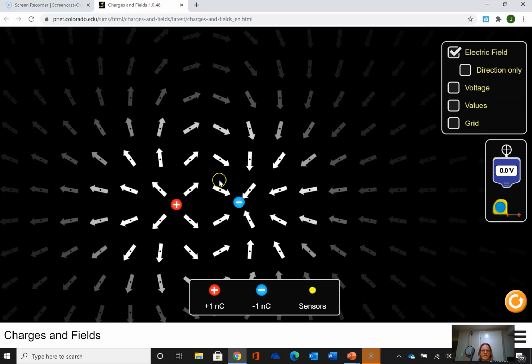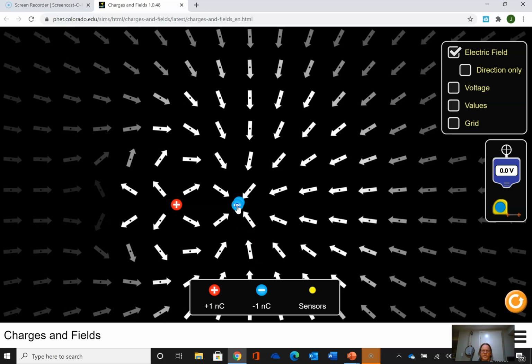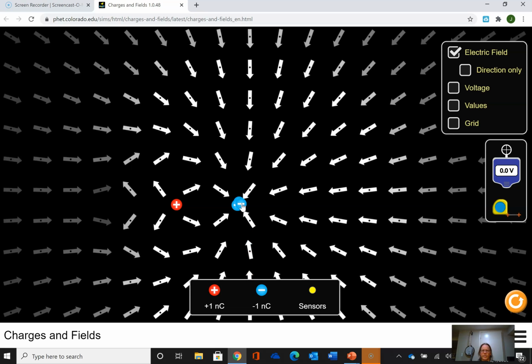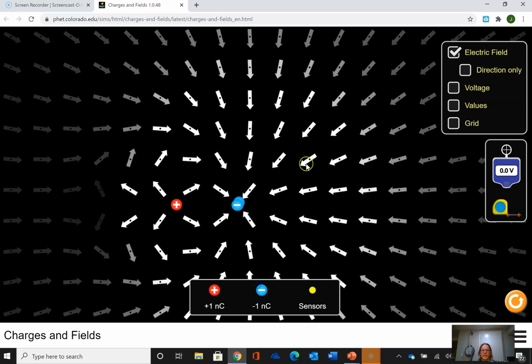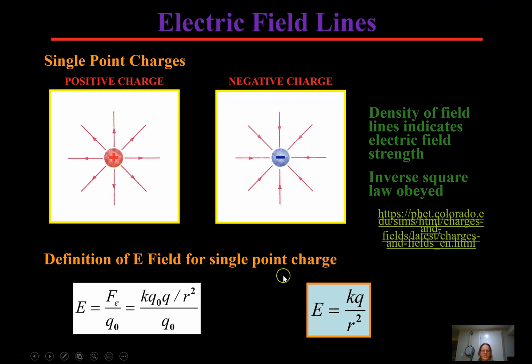Now they're attracting, but they're pointing towards the negative, away from the positive. What if I get two negatives on there, guys? Ooh, look at that. It's getting even stronger and stronger and stronger. You kind of get the point. Okay? Alrighty. So, let's go back to our, not that, this.